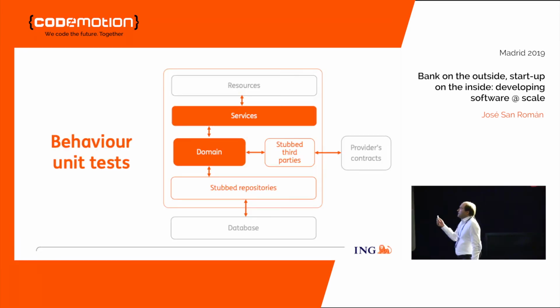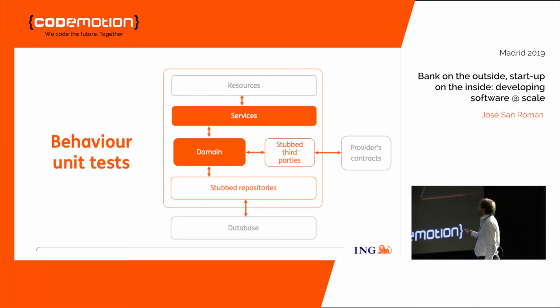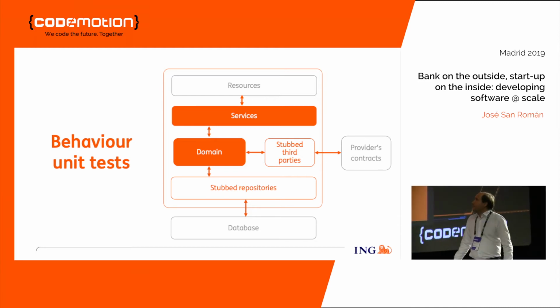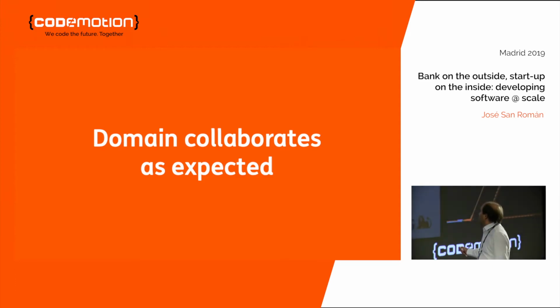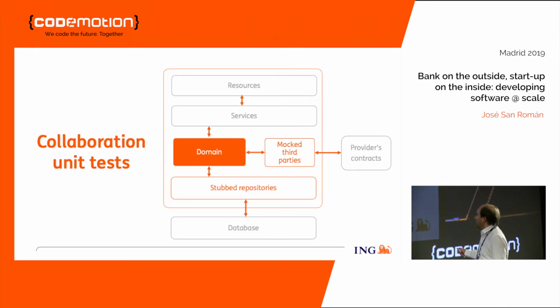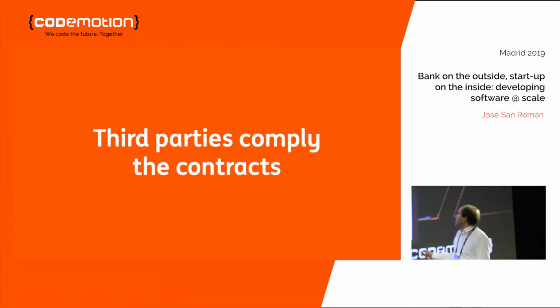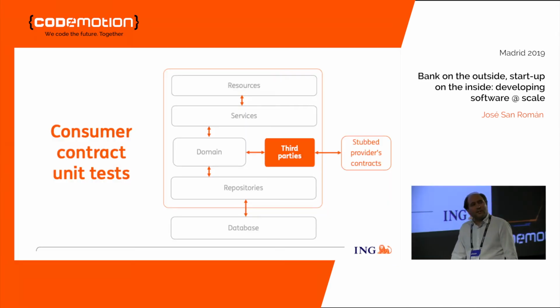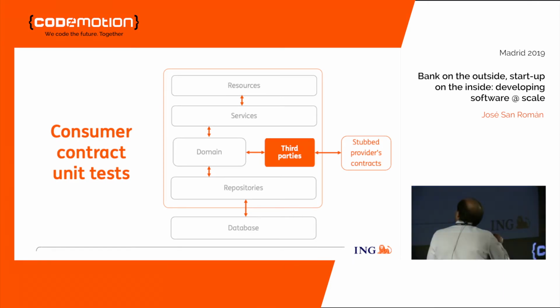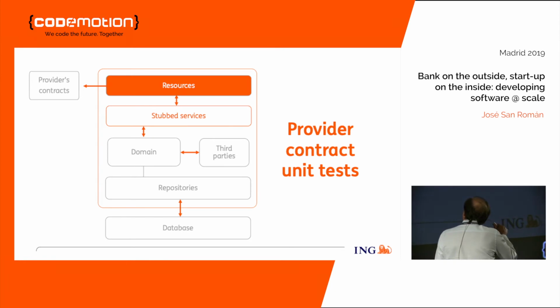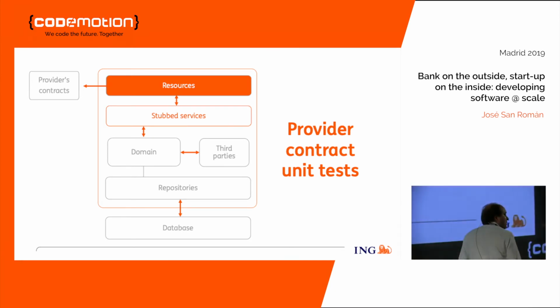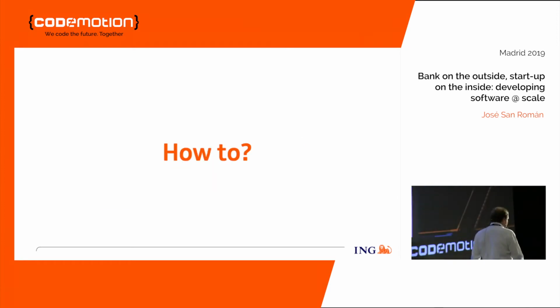To test the behavior, you stub the third parties and the repositories, and you focus on your services and your domain. To check the collaboration, you mock the third parties, maintaining the repositories with stubs. For the third parties, you need to do 2 things. The consumer part: you check that your consumers are able to consume the contract in a proper way. And the provider part: you check that the resources of the API work properly with stubbed services because of the contract you have. How can we do that?